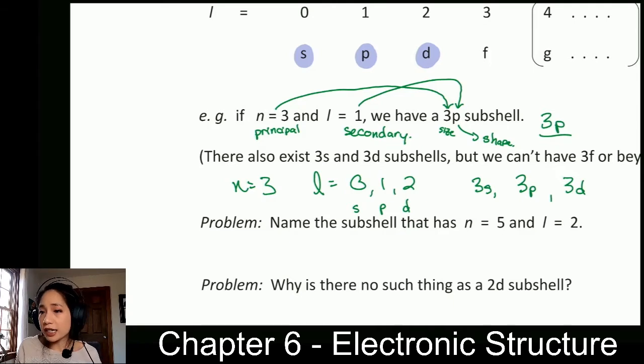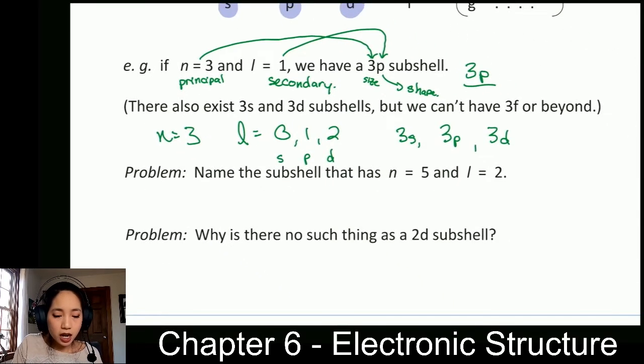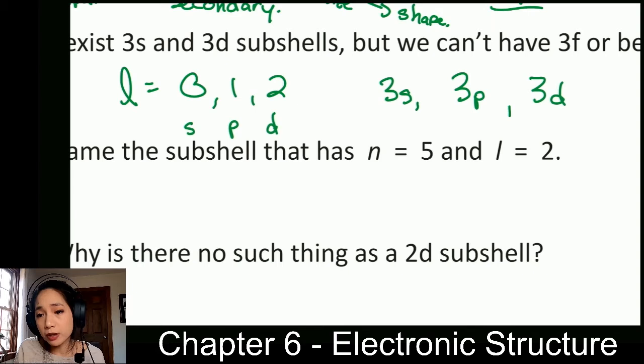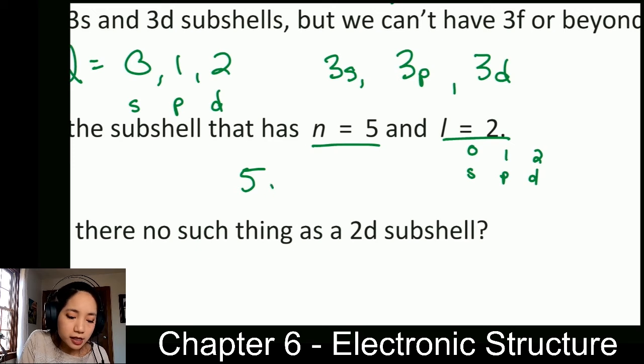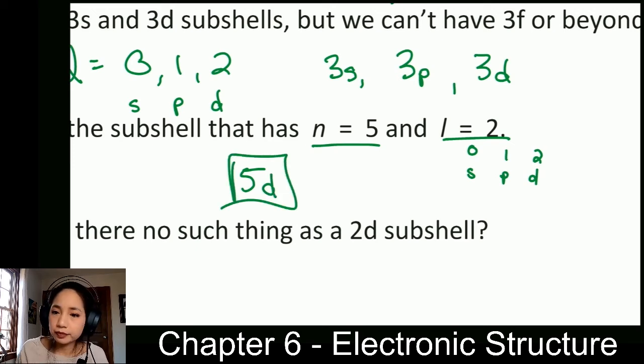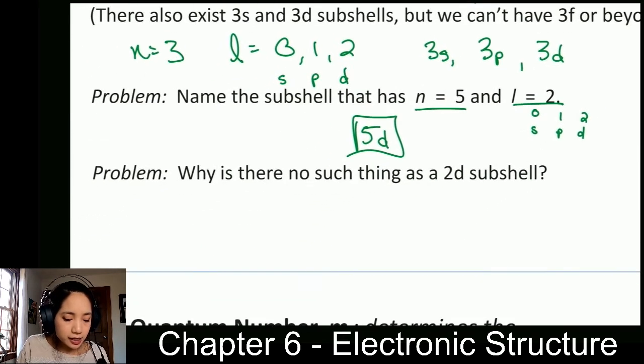So let's practice naming subshells here, given these different quantum numbers. If we have an electron in n equals 5 and L equals 2, we know that the subshell will start with a 5, but let's remember those L quantum numbers. We have 0, 1, 2. So 0 is an s, an L of 1 equals p, and an L of 2 is d. So if n equals 5 and L equals 2, then this is a 5d subshell. All right? And then let's do another problem.